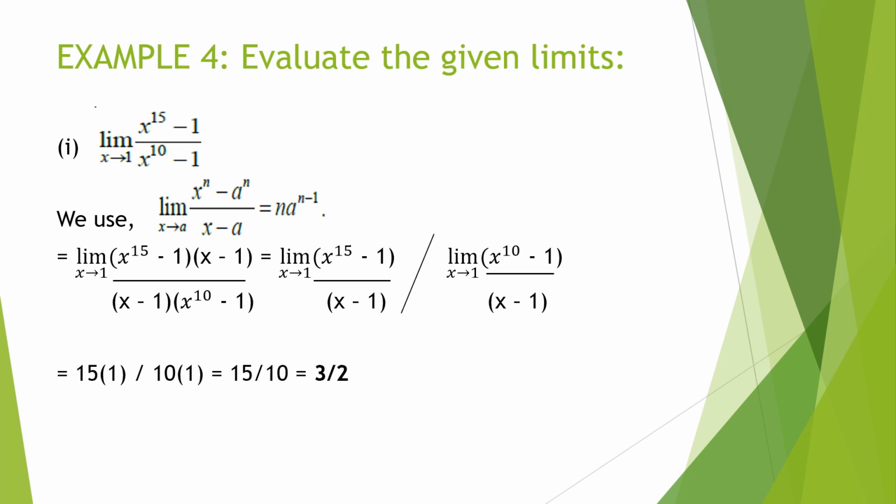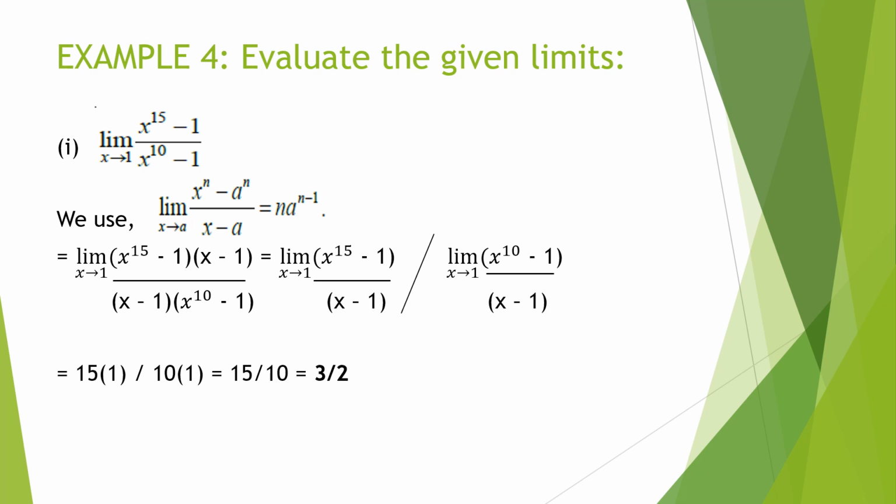So now what we do is x raised to 15 minus 1. That means you can write that as x raised to 15 minus 1 raised to 15. So your n is 15 in this case. If I can divide by x minus a, what is your a? a is 1. So I will divide by x minus 1. If I divide by x minus 1, I have to multiply by x minus 1. So I divide and multiply by x minus 1. So now you split the two limits. Limit x tends to 1, x raised to 15 minus 1 upon x minus 1 divided by limit x tends to 1, x raised to 10 minus 1 upon x minus 1.